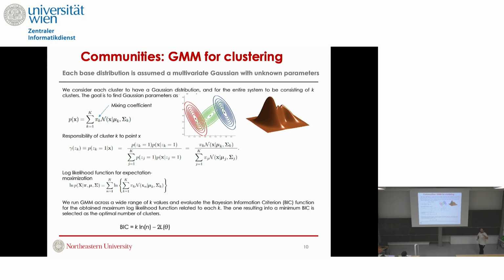And there is a responsibility of cluster K to each point, each node within the network X value to be calculated. And from that, there is a log likelihood function for expectation maximization that you calculate. And then through that, there is a Bayesian information criterion that tells you exactly, through that iterative process, how many clusters do you have and which node belongs to what cluster.